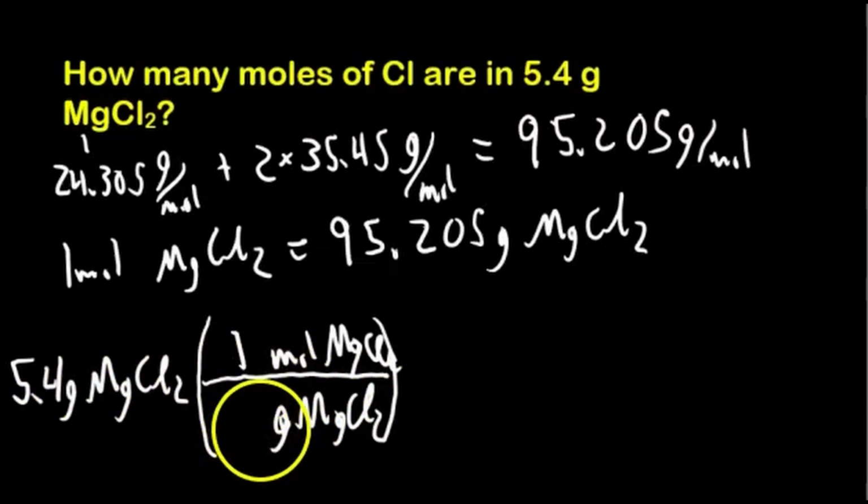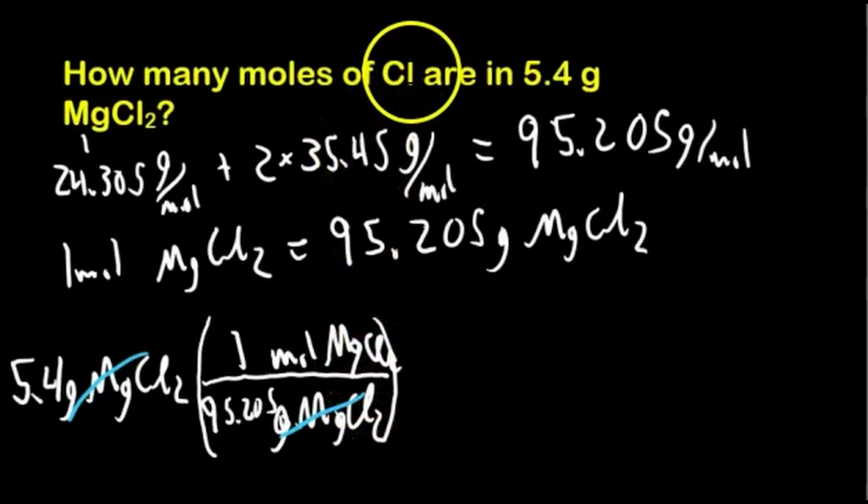Now in 1 mole, that weighs 95.205. Can I squish this in here? 95.205 grams. And we're left with moles of MgCl2. But we don't want moles of MgCl2. We want moles of Cl. We want to know how many atoms, how many Cl's there are. Well, we know how many MgCl2s there are, and we know how many Cl's make up one MgCl2.